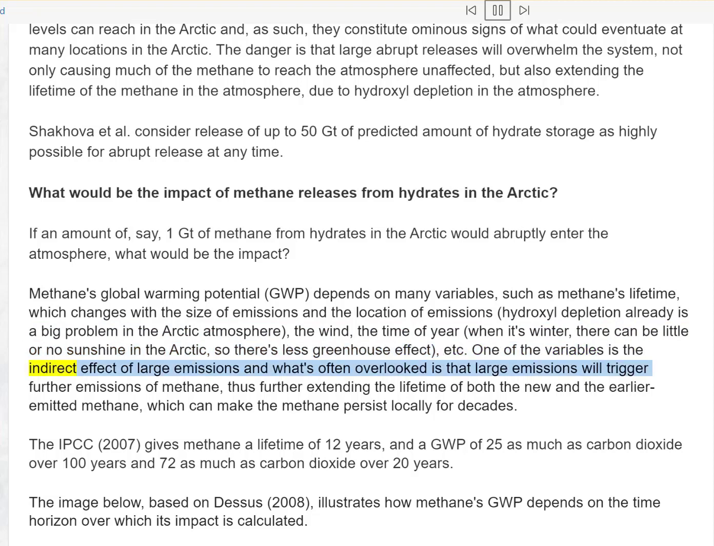One of the variables is the indirect effect of large emissions, and what's often overlooked is that large emissions will trigger further emissions of methane, thus further extending the lifetime of both the new and the earlier emitted methane, which can make the methane persist locally for decades.